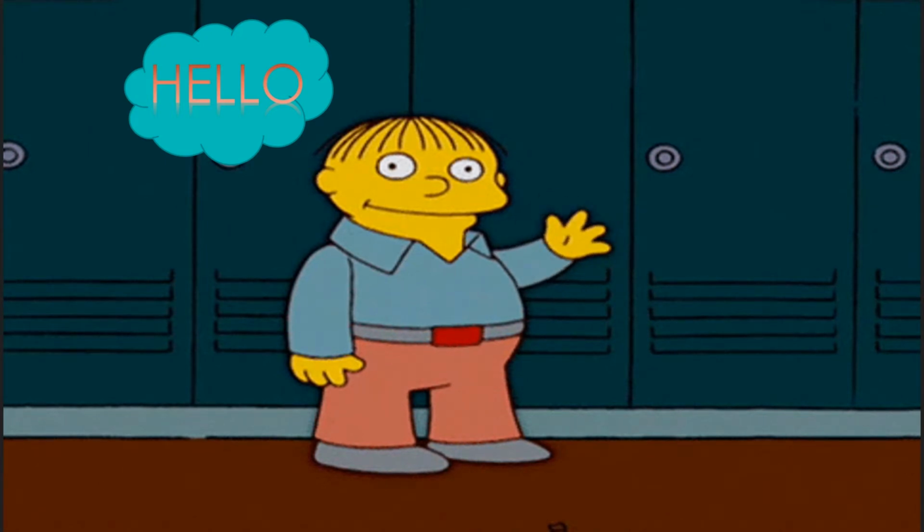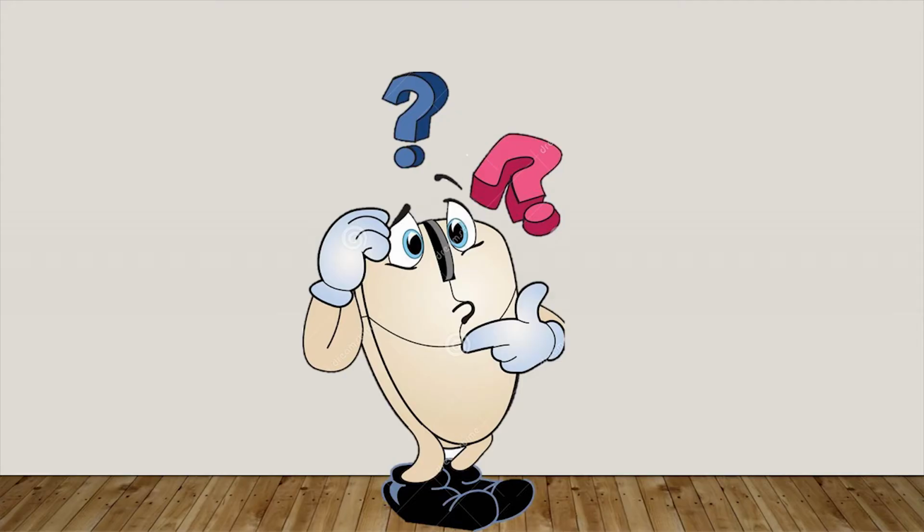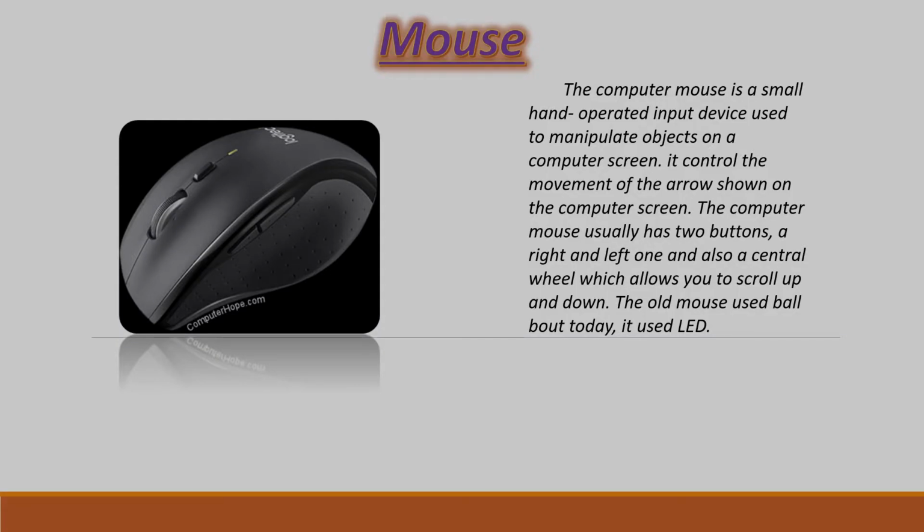Today I want to describe the appearance of mouse. What is the computer mouse? The computer mouse is a small handheld input device that is used to manipulate objects on the computer screen. It controls the movement of arrows shown on the computer screen.